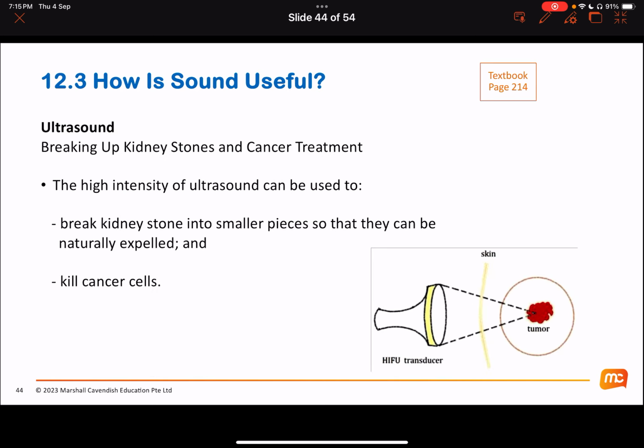Other than that, it can also be used to break up kidney stones and for cancer treatment. Now, one thing about ultrasound, or rather sound wave: why do we use it for medical procedures? Let's say a pregnant woman uses it to scan for her baby. The reason is that ultrasound is rather harmless to humans. The energy level that it possesses is not high enough to be lethal or cause harm to the human body. So it is actually used quite widely as a medical procedure or treatment.